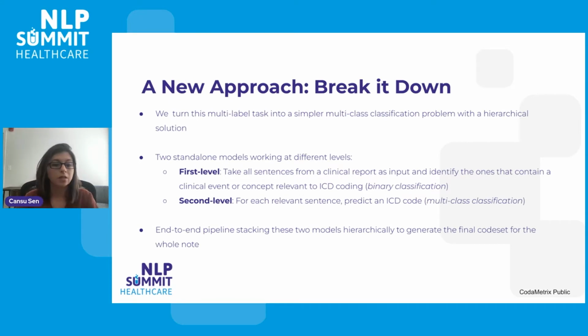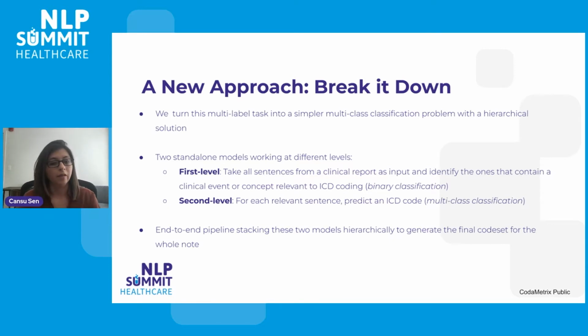So here I'm going to describe a new approach, by breaking the task down into multiple pieces and turning them around a little bit. We put together this architecture where we have two standalone models. We have a first level model, which takes all of the sentences from a clinical report and identifies the ones that contain a clinical event or concept that is relevant to ICD coding. So the goal here is to look at each sentence individually and decide if it's relevant or not relevant. So this is a binary classification problem.